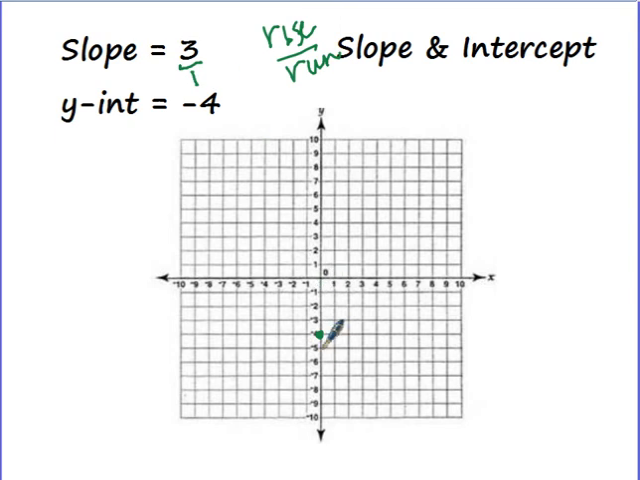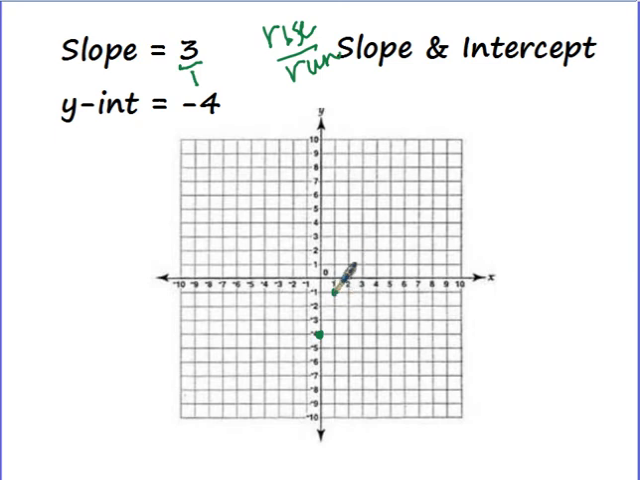A positive slope, remember, tells you to go up, then right. A negative slope tells you to go down, then right. There's tons and tons of videos on YouTube and Khan Academy to help you know how to use a slope and an intercept if you don't remember. On this one though, my slope is a positive 3 over 1. That tells me to rise 3 and go to the right or run 1.